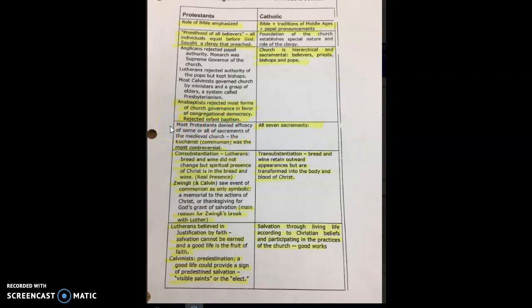And you might want to make a little note out to the side. Lutherans, Calvinists, and Anglicans do not reject infant baptism. I'm going to repeat that again. Lutherans, Calvinists, and Anglicans do not reject infant baptism. Okay? Anabaptists do, but not those other three groups. So please make sure you remember that.